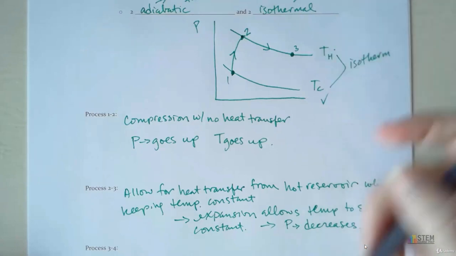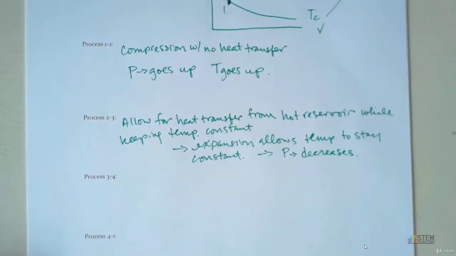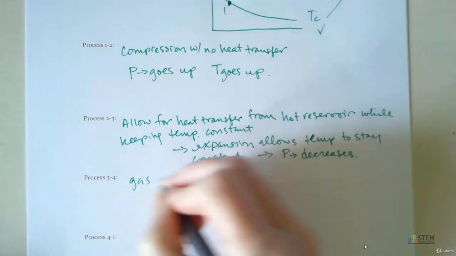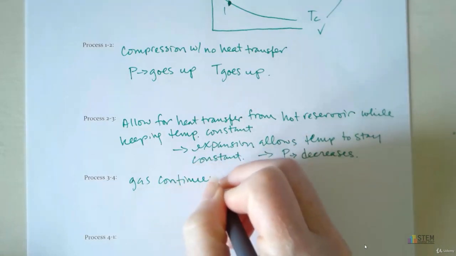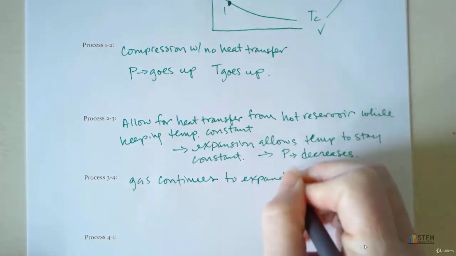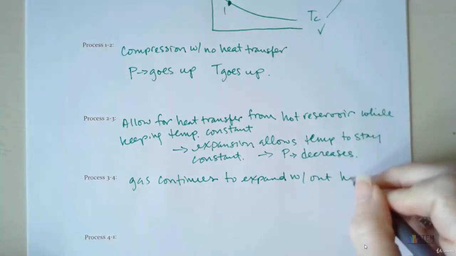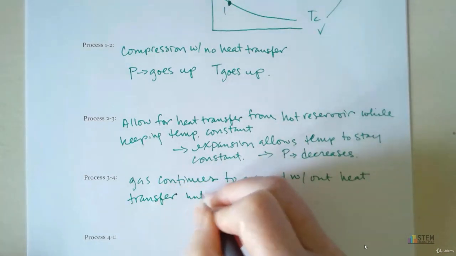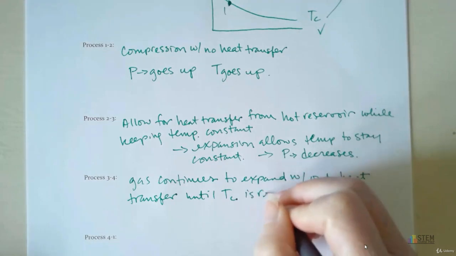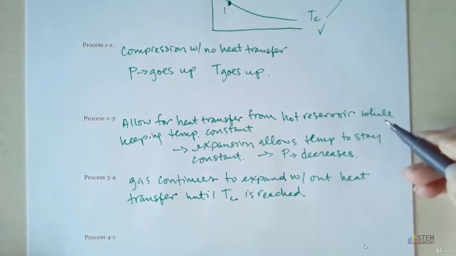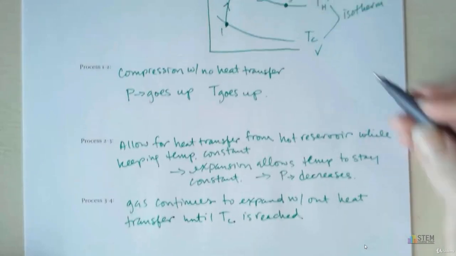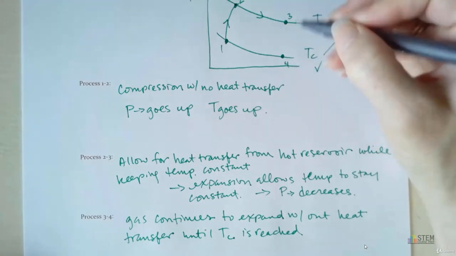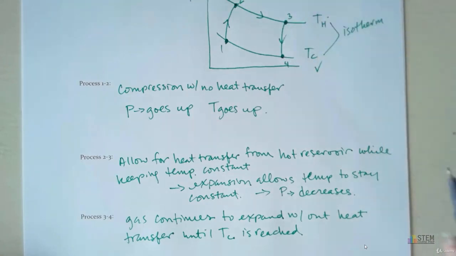Now we need to get to state 4. So for our next one, our gas is going to continue to expand without heat transfer until TC is reached. What we're trying to do here is get down to TC. Let's label that as 4. So we'll just have a line, looks like that.